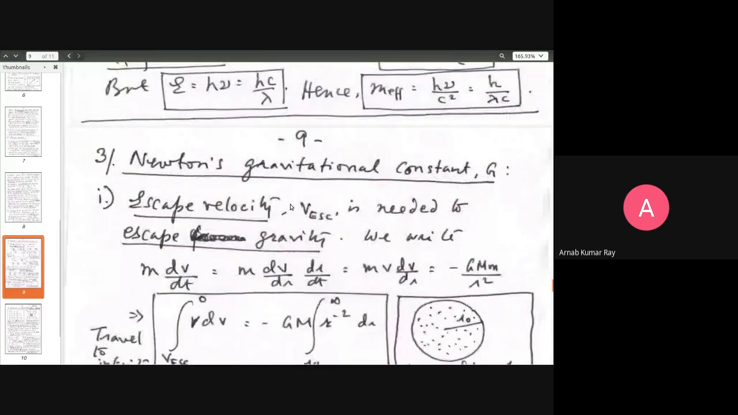And why are we going to take it up now? Because I told you we are discussing the implications of the fundamental constants C, H, and G. We finished the discussion of C and H in the last class. Now we are taking up G. What is the importance of G? Let us see.